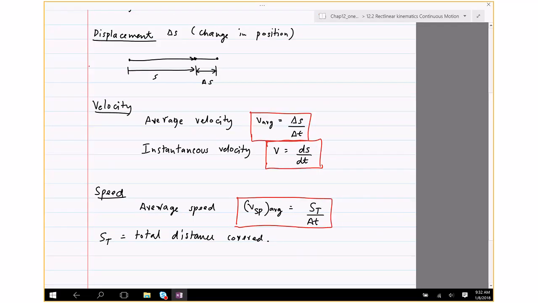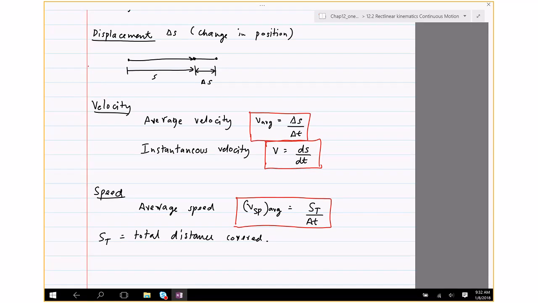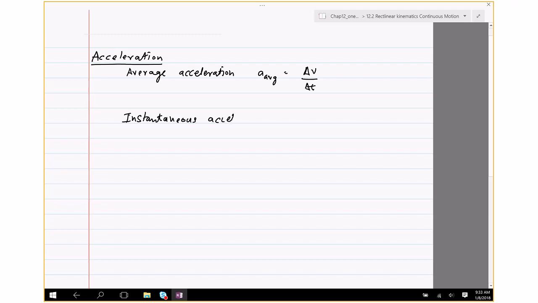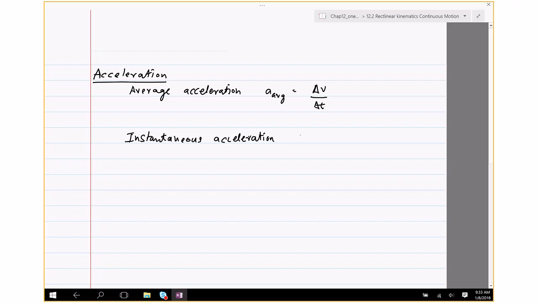Okay. The last thing before we move on to problems is acceleration. So average acceleration is just like average velocity. It's change in velocity divided by change in time. Then there is instantaneous acceleration, which I'll denote as A. It's the rate of change of velocity with respect to time.